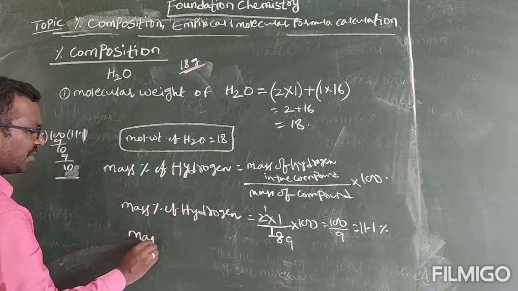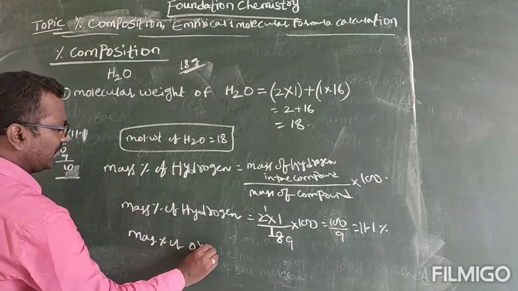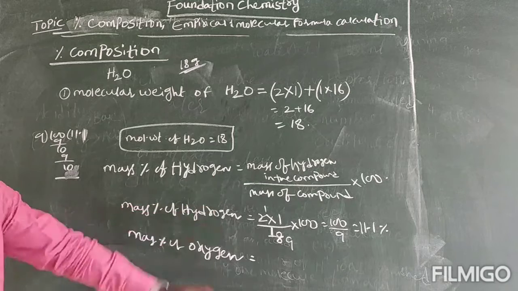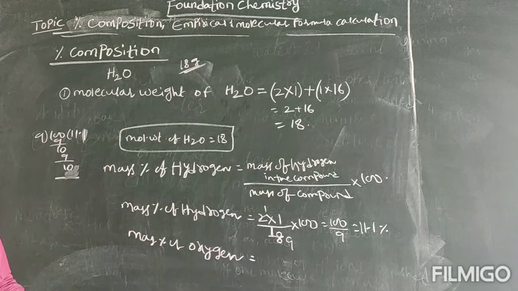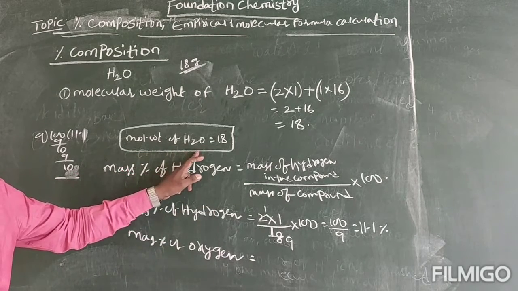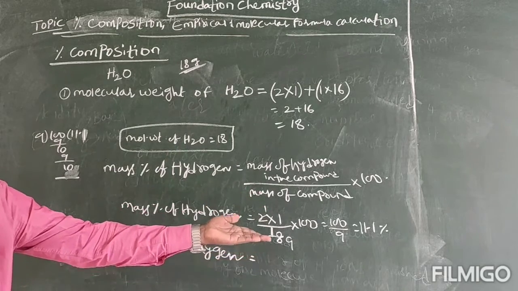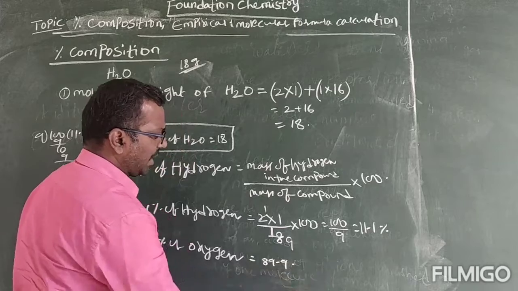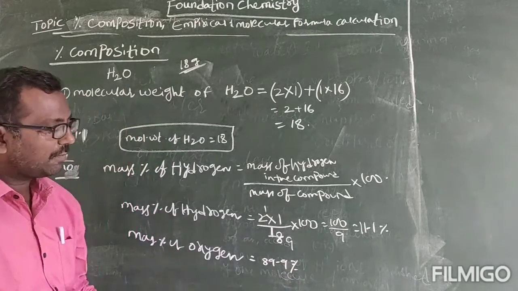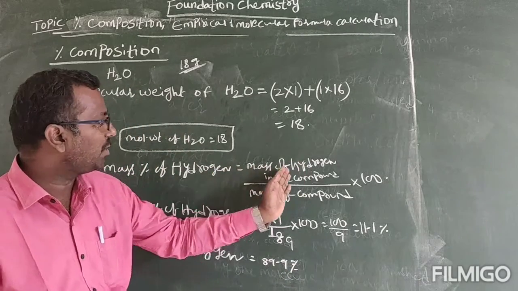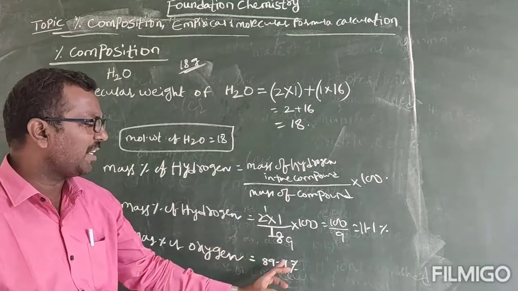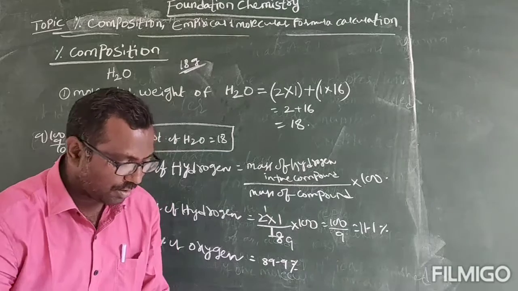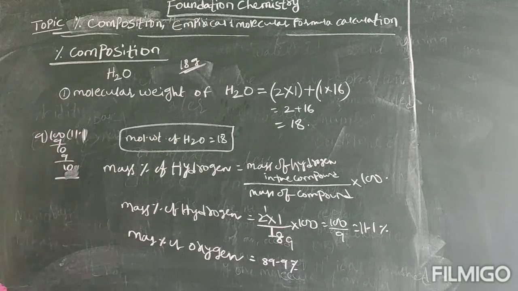Now the mass percentage of oxygen. How much will it be? Directly you can apply it, since only two elements are there in the compound: 100 minus 11.1, it will be coming around 88.9%. Otherwise, what is the step? The mass of oxygen in the compound, 16 by 18 into 100, we have to make it. Then you will be getting the answer. So that is about the percentage composition.